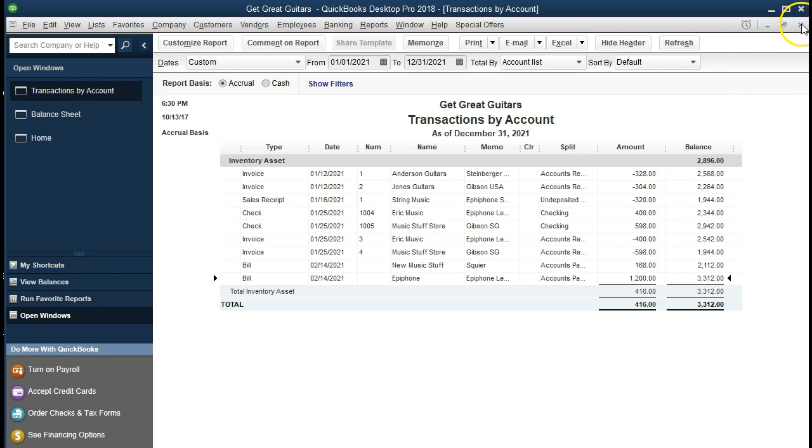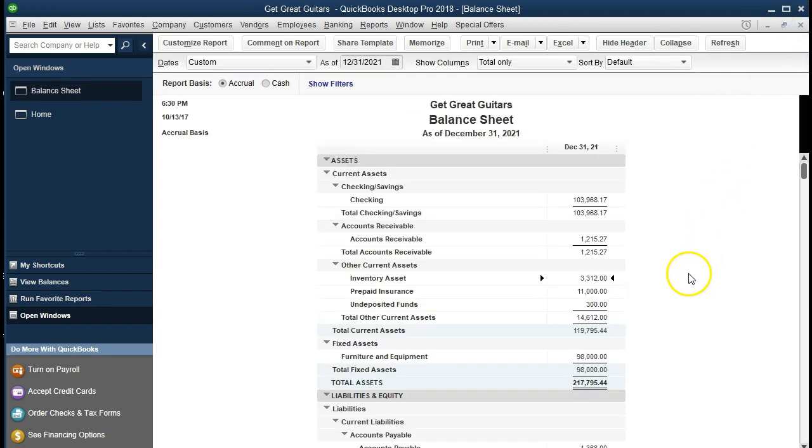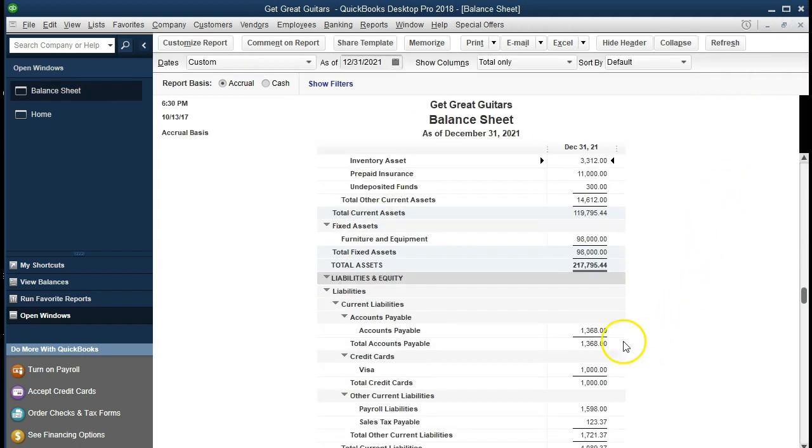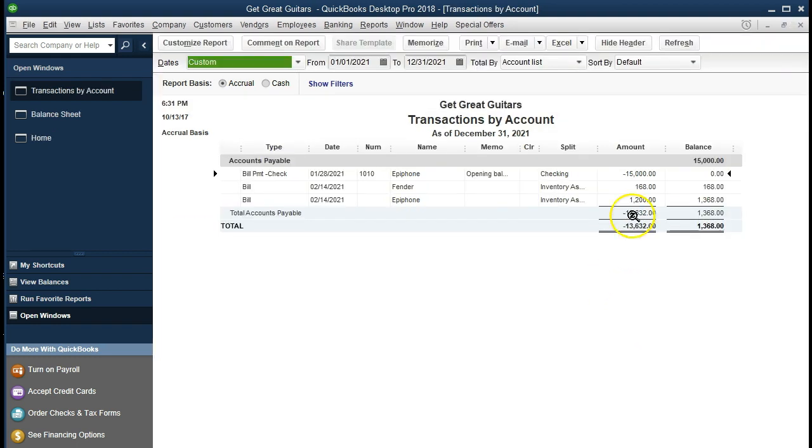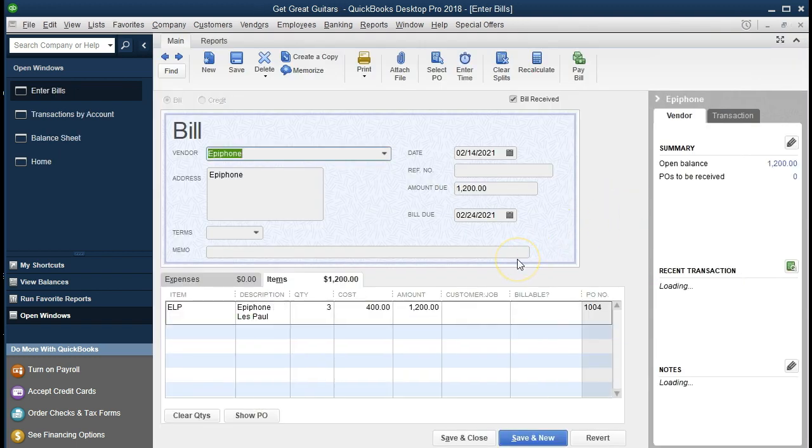Let's go take a look at it. Closing this. Scrolling down to accounts payable, there it is. Double click on accounts payable. There's our 1,200. Double click on that. Here it is here. Note we also want to see this, closing this out.